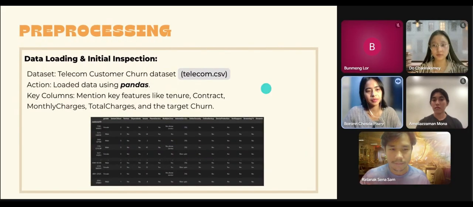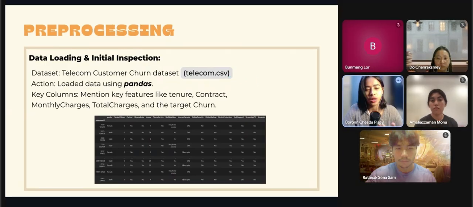So moving on to the pre-processing steps. Before we know what to pre-process in the data, initially we have to load the data first. The data set that we use for this whole model is the telecom.csv, and the code uses Pandas. Next.